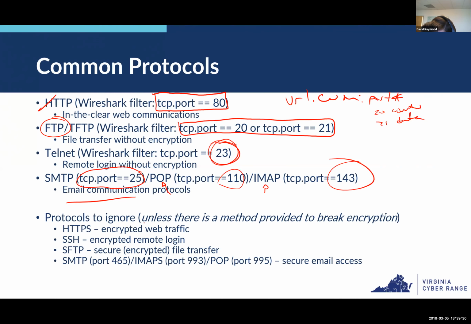And then protocols to ignore. If the traffic is encrypted, and nowadays, of course, more and more network traffic is encrypted, unless you have a way to break the encryption, then you can basically ignore HTTPS traffic, SSH traffic, SFTP traffic, SMTP traffic, because that traffic is going to be encrypted. And again, unless there's some way to break the encryption, you're not going to be able to unroll those packets.